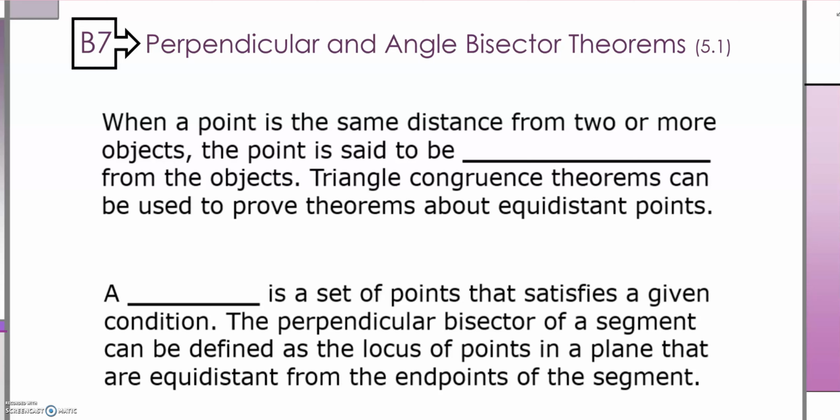All right, so I'm going to try my absolute best to keep this video as short as possible. We're on section 7. Our first blank is a term we've actually already used a few times before. When a point is the same distance from two or more objects, the point is said to be equidistant.